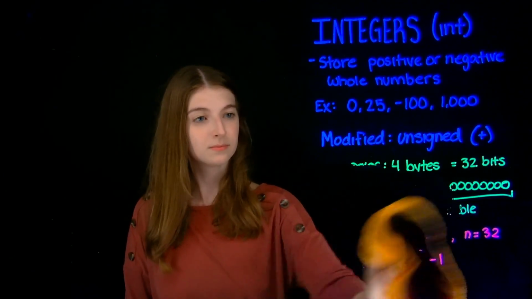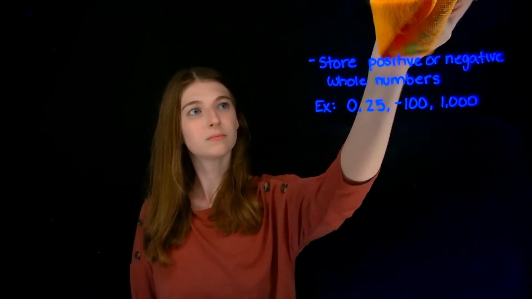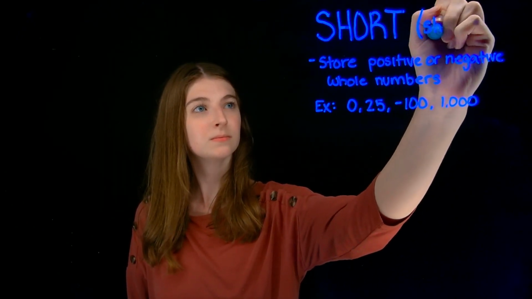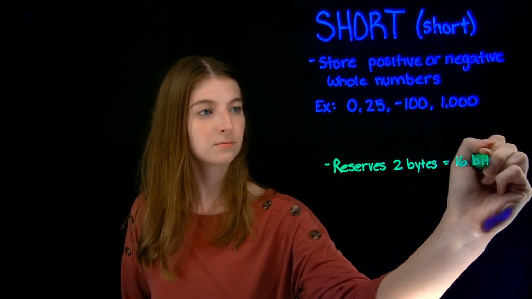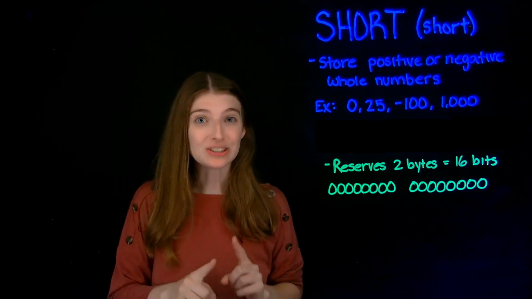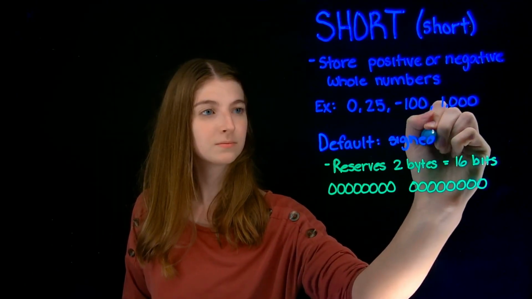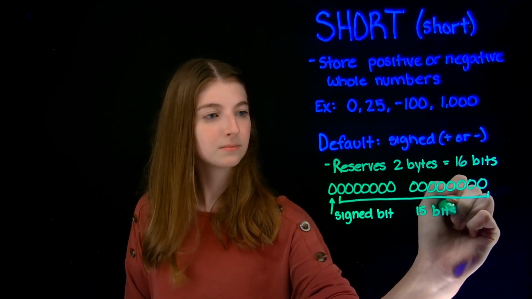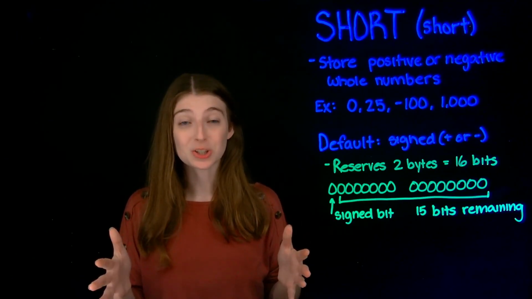Our next data type is called a short, and it's actually just a modification of this integer data type. Shorts store positive or negative whole numbers, but they don't reserve as much memory for it as integers do. Shorts reserve 2 bytes of memory, unlike integers which reserved 4 bytes of memory. So we have 2 bytes, which is equal to 16 bits. Now, like integers, the default for a short is being signed, which means we can have both positive and negative values. That means that leftmost bit is reserved for the sign of the value, whether it's a positive number or a negative number. That leaves 15 bits remaining to store the actual number.